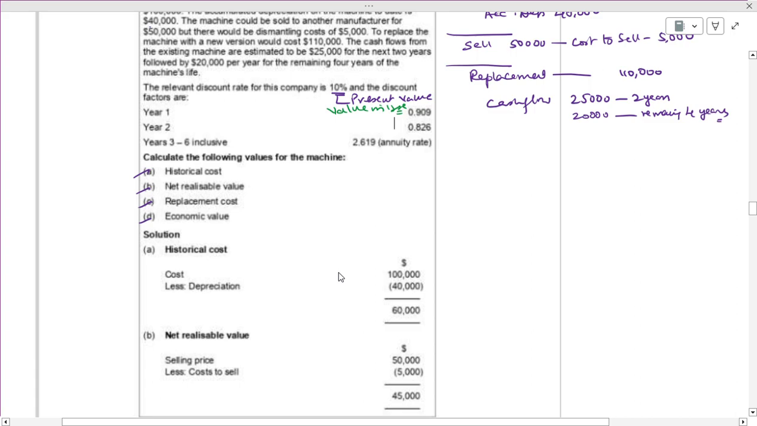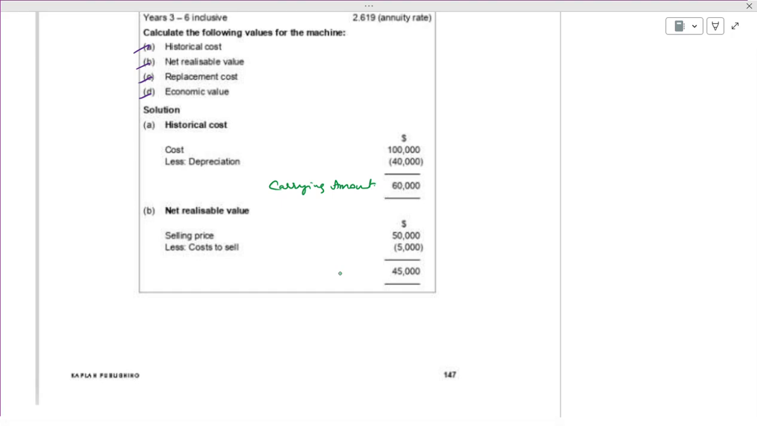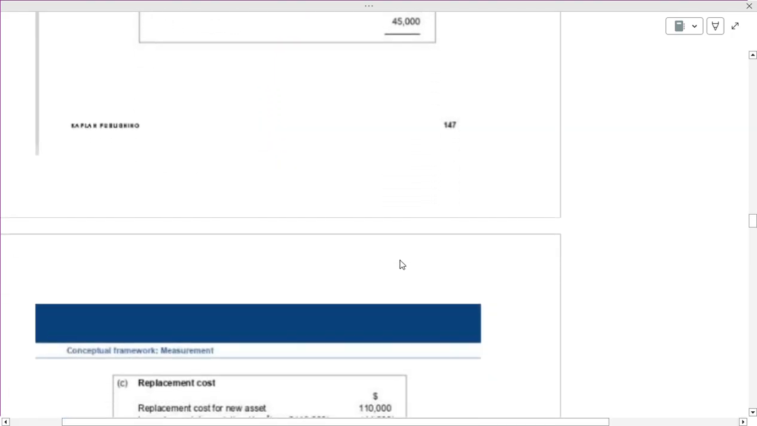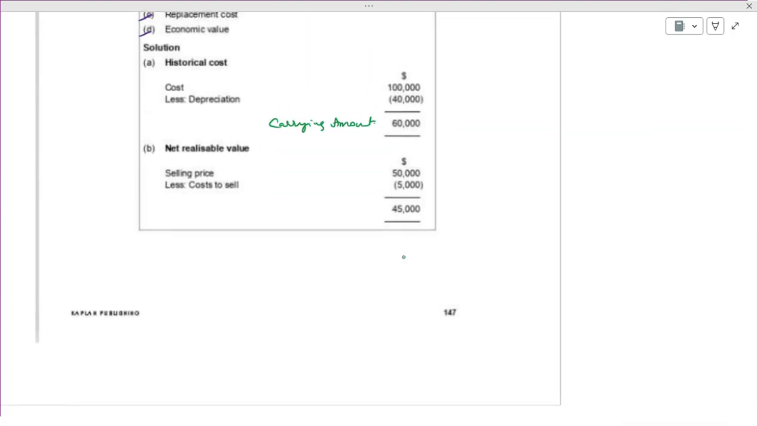Now it's very simple. Historical cost minus depreciation. This is the carrying amount. Next, net realizable value: selling price minus cost to sell. We have done this, nothing new. Selling price minus cost to sell is going to be called net realizable value. You will write it like this, NRV.